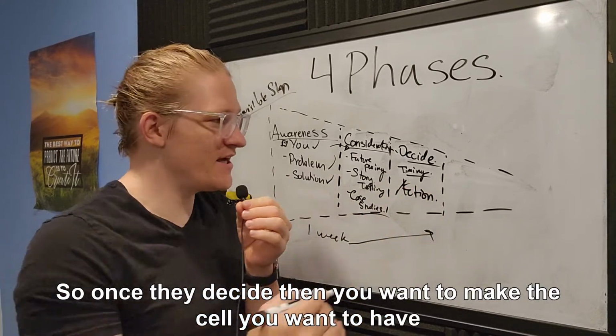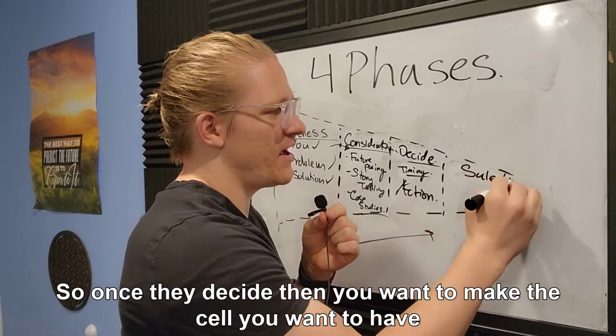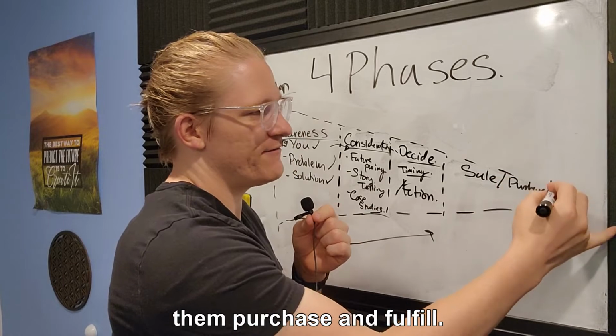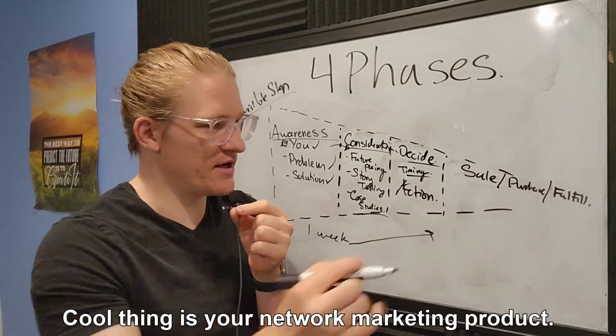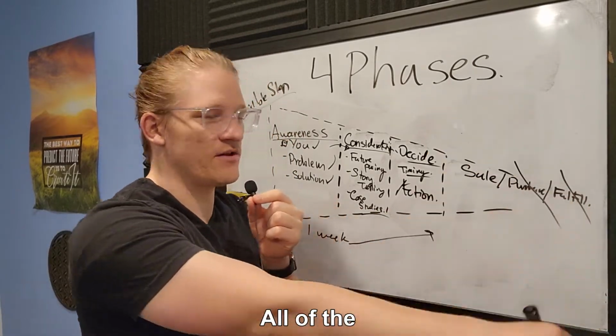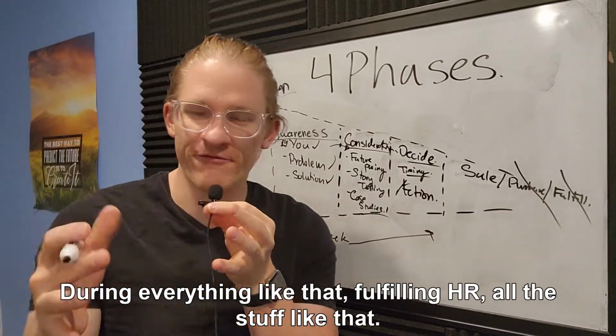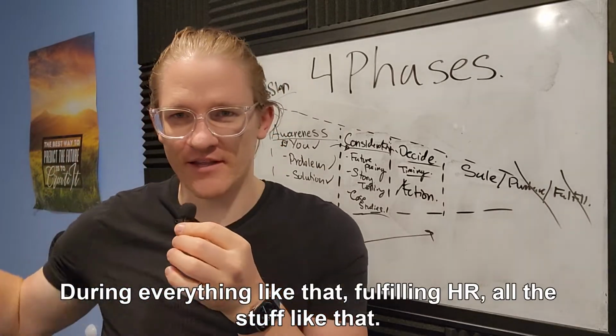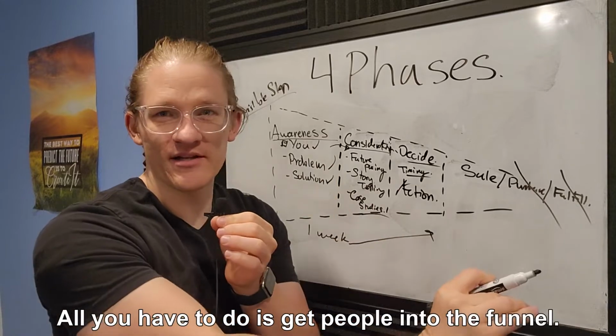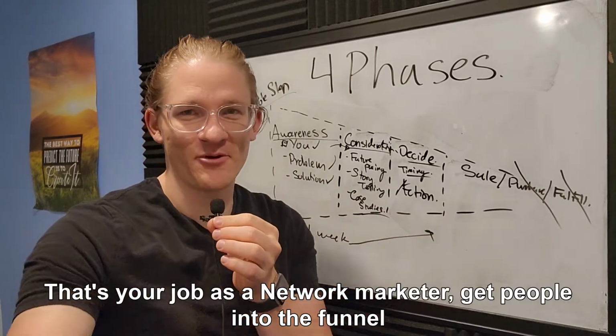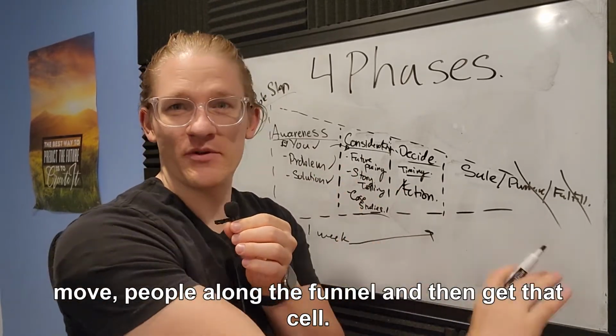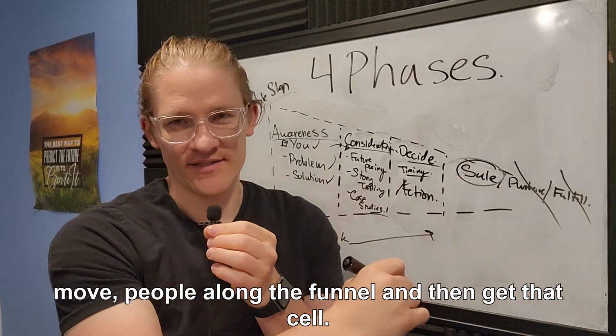Okay, so once they decide, then you want to make the sell. You want to have them purchase and fulfill. The cool thing is, with your network marketing product, they do all the fulfilling, all of the ordering, fulfilling, HR, all the stuff like that. All you have to do is get people into the funnel. That's your job as a network marketer. Get people into the funnel, move people along the funnel, and then get that sell, okay?